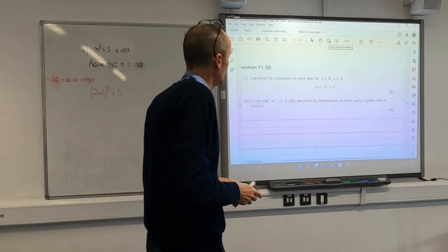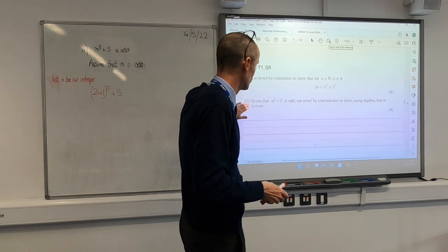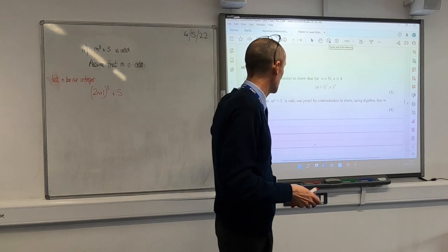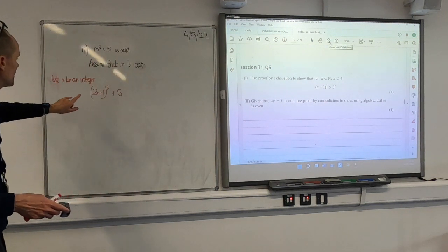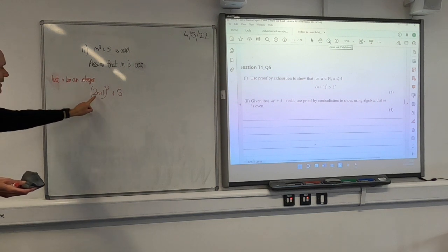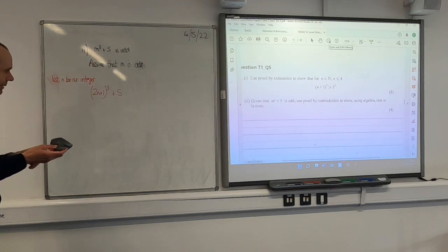So here's our second unfamiliar context, not part 1 but part 2. We're using proof by contradiction. We are being asked to show that m is even, so I'm going to assume that m is odd. So I'm going to define some integer n. So 2n plus 1 is my odd number. So I'm going to replace m with 2n plus 1.